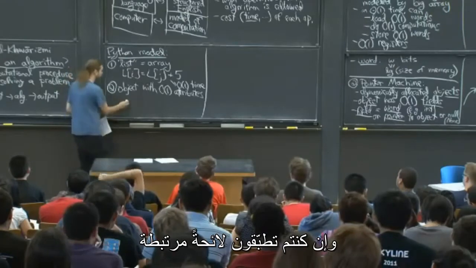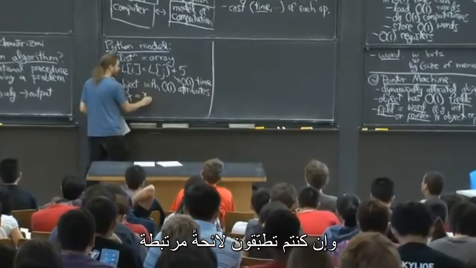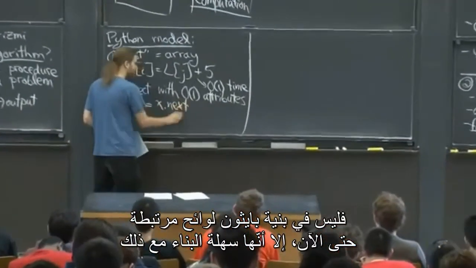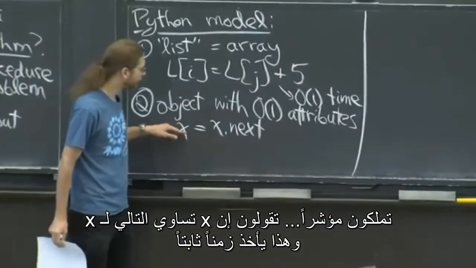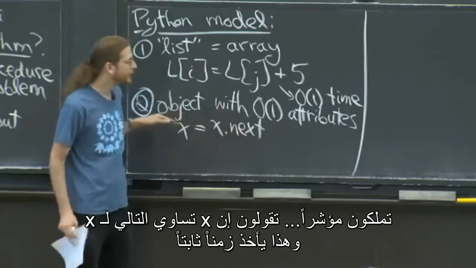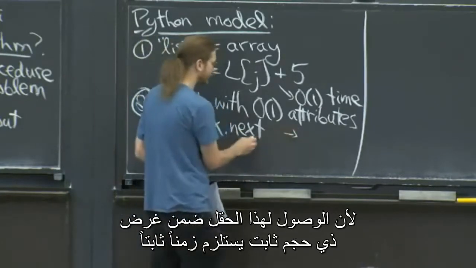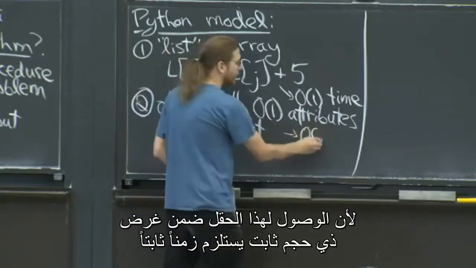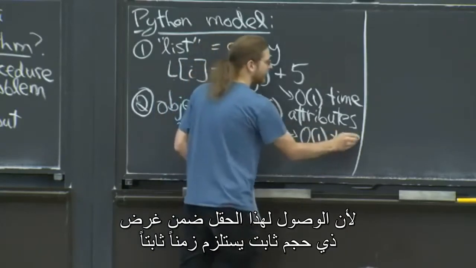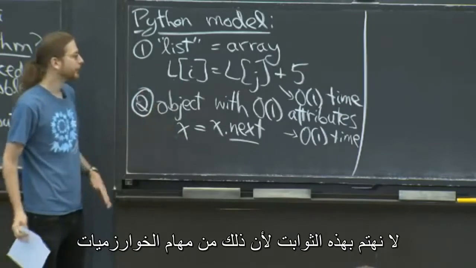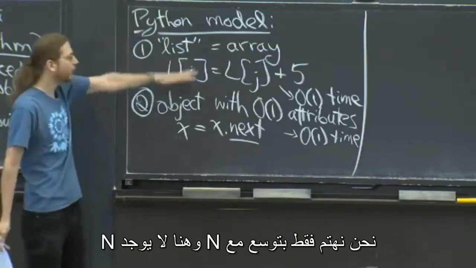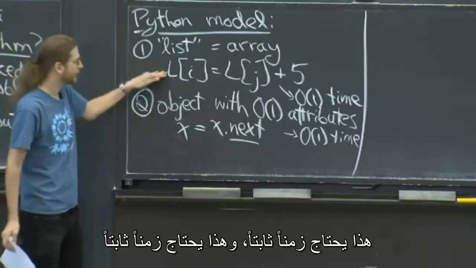And so if you're implementing a linked list, Python, I checked, still does not have built-in linked lists. They're pretty easy to build, though. You have a pointer, and you just say x equals x dot next. That takes constant time, because accessing this field in an object of constant size takes constant time. And we don't care what these constants are. That's the beauty of algorithms, because we only care about scalability with n. There's no n here. This takes constant time. This takes constant time.